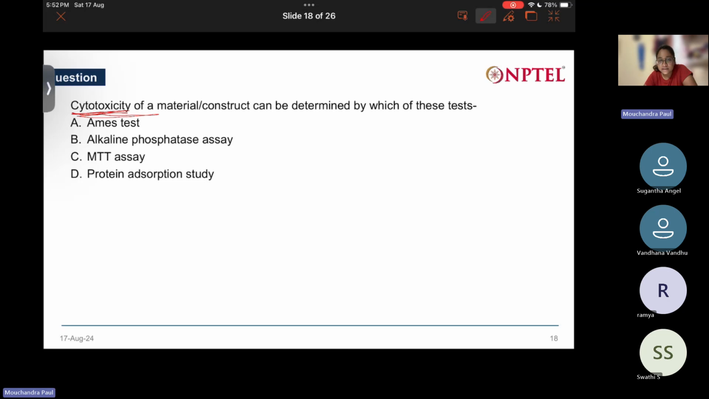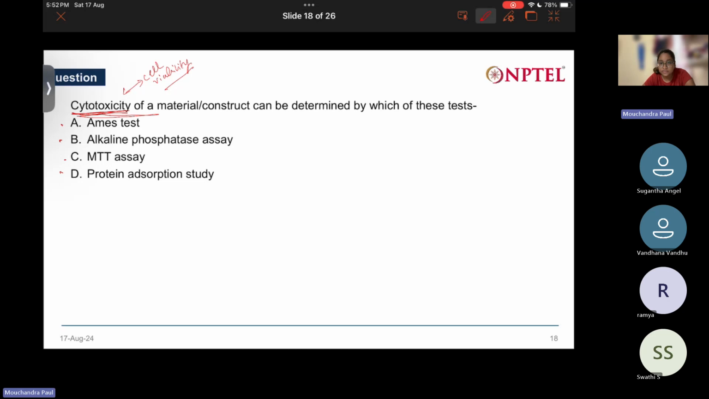The cytotoxicity of a material, it can be determined by which of these tests. So first is Ames test, alkaline phosphatase assay, MTT, protein adsorption study. So the opposite of cytotoxicity will be cell viability. If the material is cytotoxic, then it will result in lowering of cell viability. So basically, you have to see which of these assays are going to help you quantify cell viability.